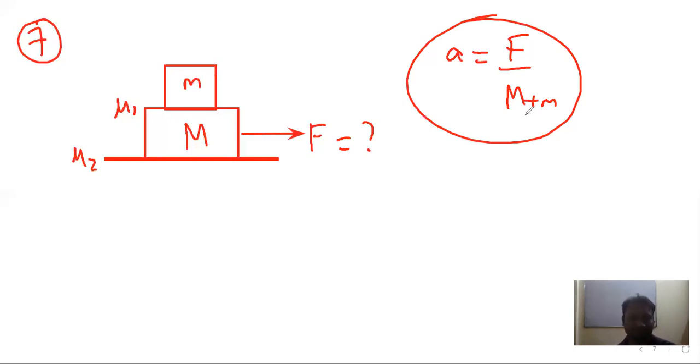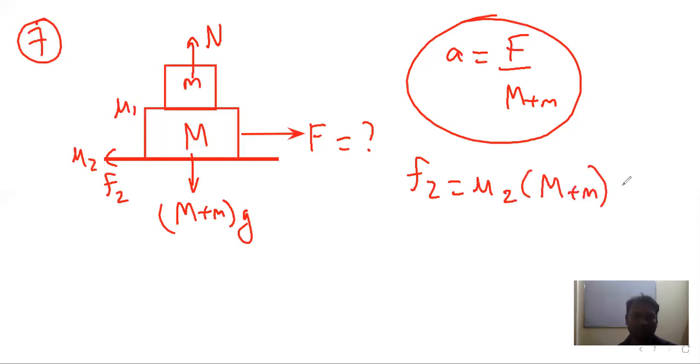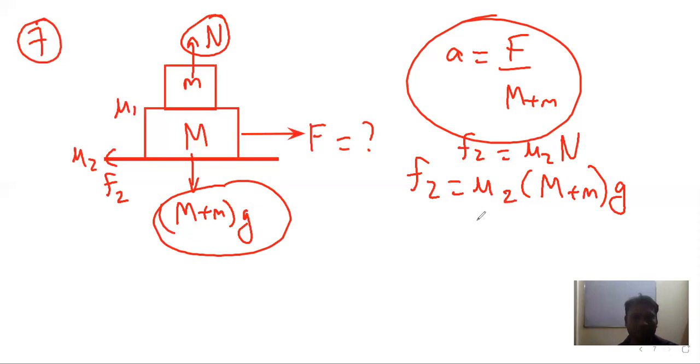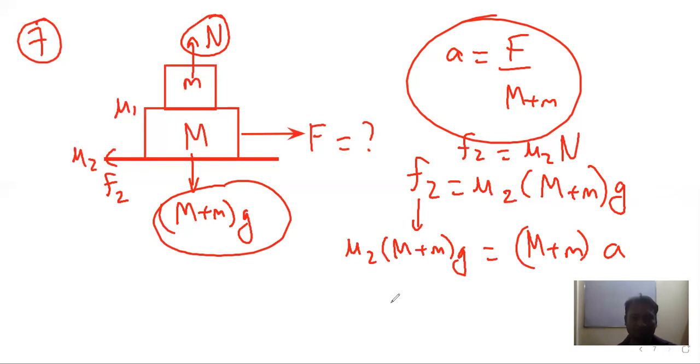So a is F upon m plus M. Now, if we consider them as a system, m plus M into g is the normal reaction, and friction acts in the backward direction. The value of friction F2 is mu2 into M plus m into g, because friction is mu2 into N, so N is M plus m into g, because this force and this force are equal. So if I write this friction as mu N, it is equal to mass into acceleration. Mass of what? The system. So mu2 into M plus m into g, the frictional force, is equal to the total mass of the system, which is m plus M, into acceleration a. So from this, I can write this. This is nothing but capital F. The force is capital F.